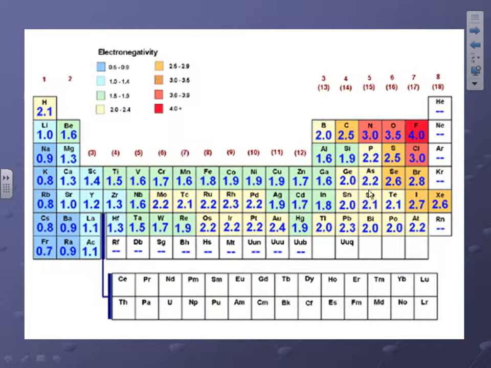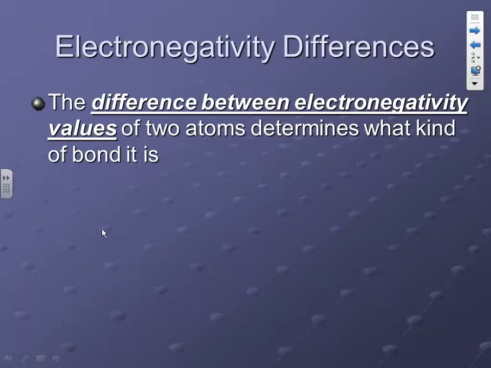How do these atoms gain stable octets? They gain electrons, right? Whereas these atoms look to lose electrons, right? The higher the number, the more those atoms pull electrons towards it. So, when we look at a bond, the important factor we have to look at is the difference between electronegativity values.